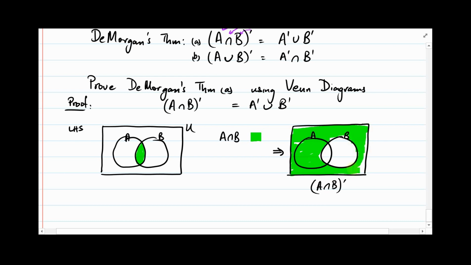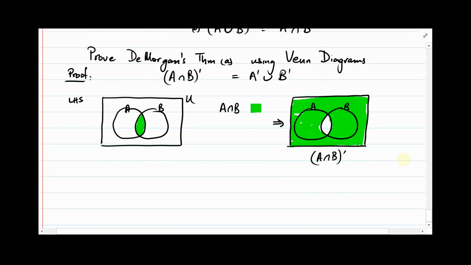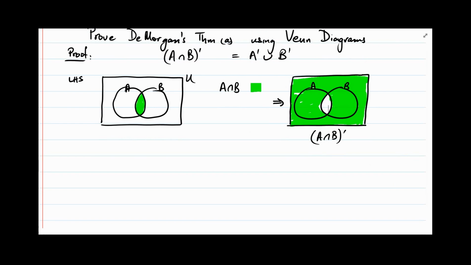Okay. So we have worked out and looked at the left-hand side of the statement that we're given to prove. What we would like to do is look at the right-hand side. Okay. So the right-hand side, which is, let's look at A complement union B complement.